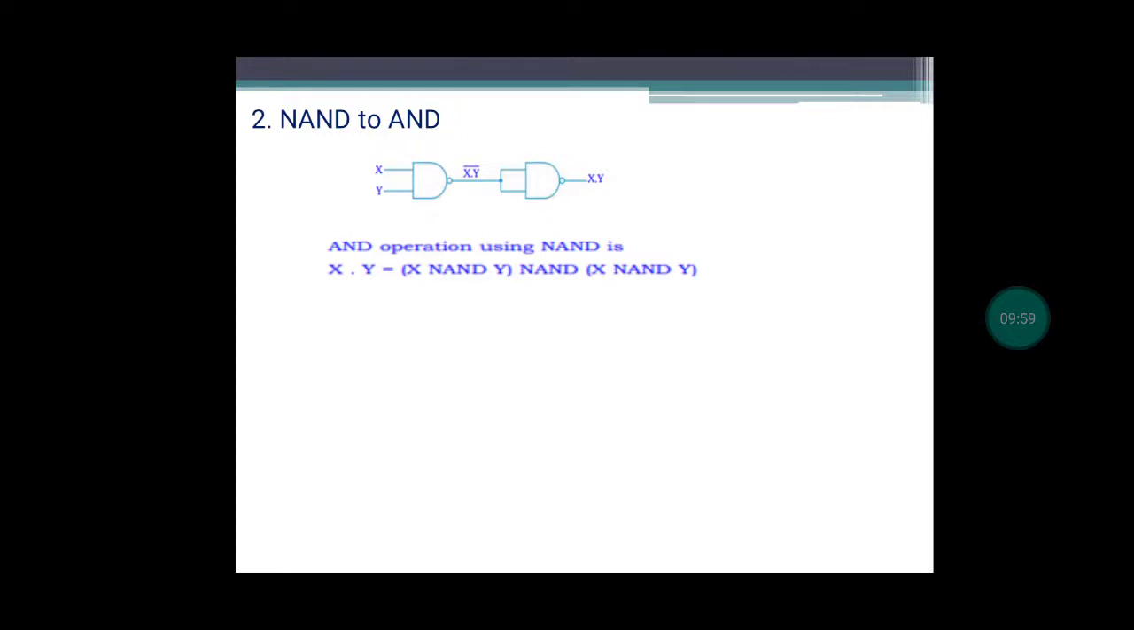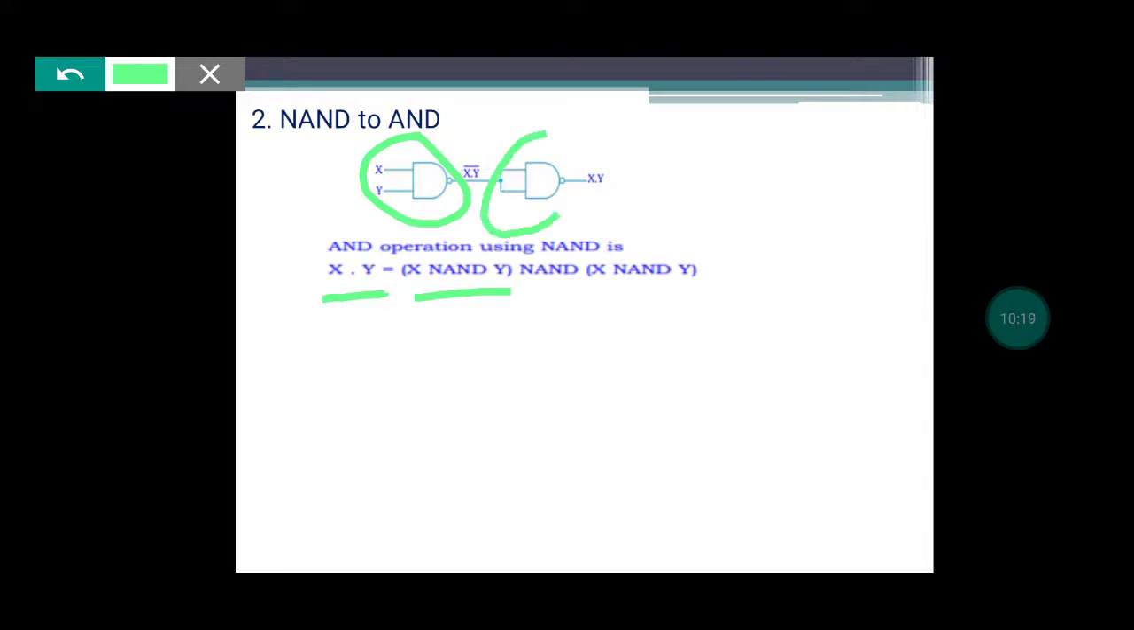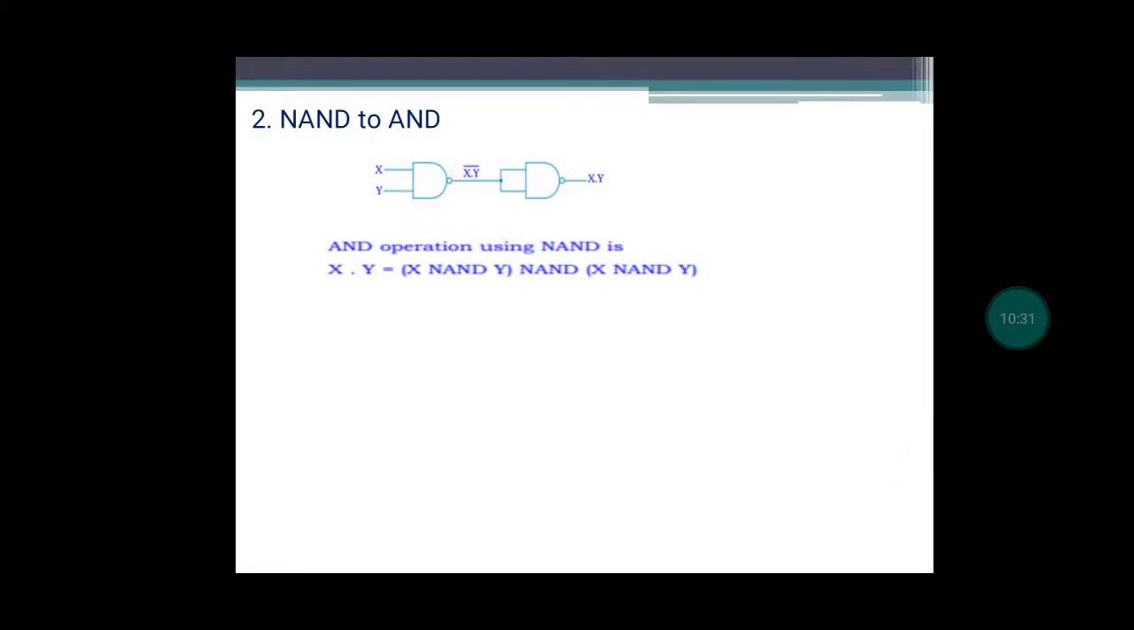Now see here, how can I derive this? See here the equation, I want xy, that is the AND operation. So what am I doing here? I am doing x NAND y, yes or no? So that only I have written in the equation, x NAND y. Again I am doing x NAND y, so that I have written here. So in total, I am performing this operation using a NAND gate. Yes or no? So we will rewrite this in equation form.